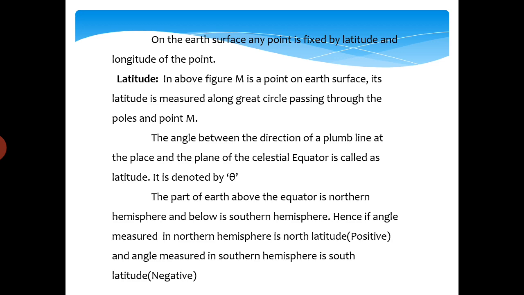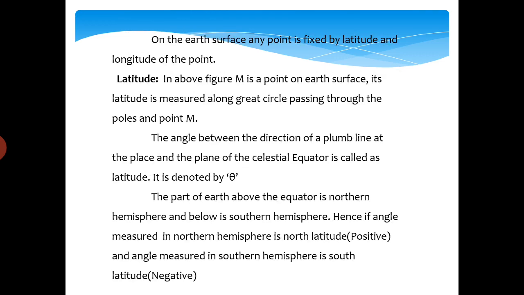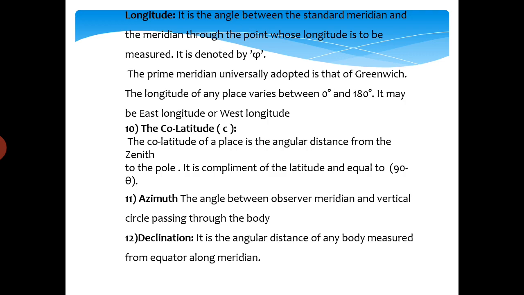This is nothing but the latitude, and the value of latitude lies between 0 degrees and 90 degrees. Latitude may be towards north or towards south. If you measure latitude towards north, its value is positive, and if you measure latitude in the south direction, then its value is negative. Now the next term is longitude.